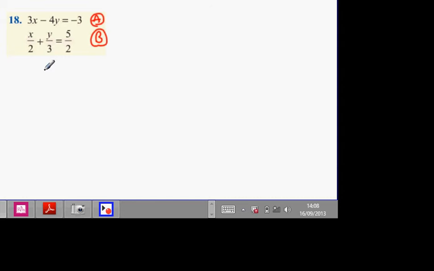Okay? So what you have to do is figure out what's the lowest common denominator between 2 and 3. 6, okay? You can simply multiply them by each other. So when you rewrite it, you get the following: x over 2 plus y over 3 equals 5 over 2.